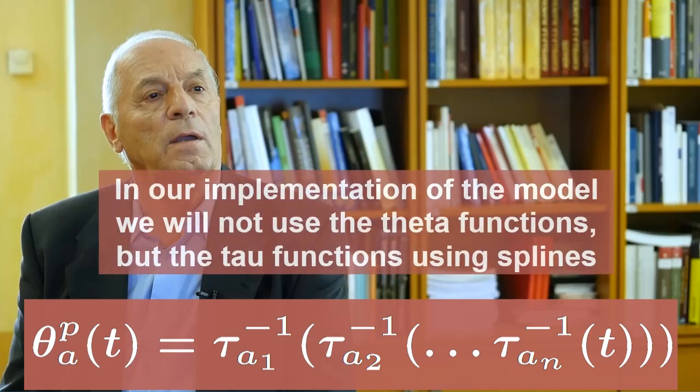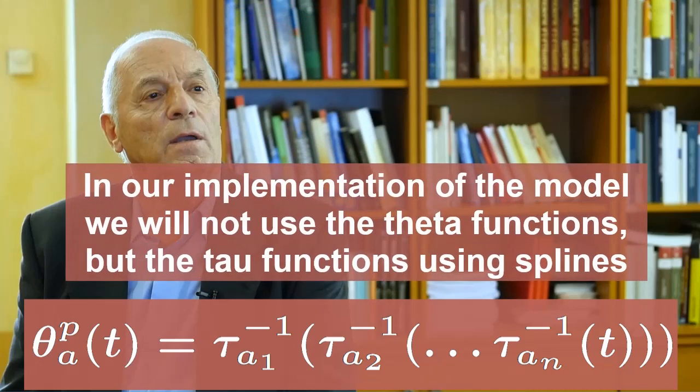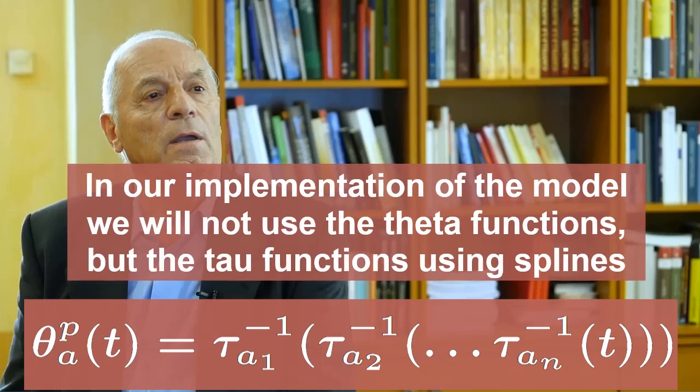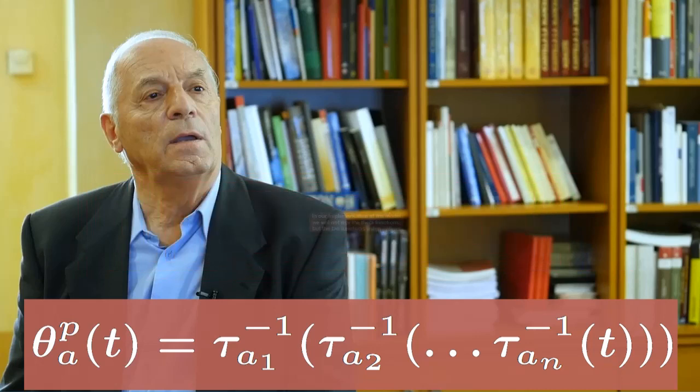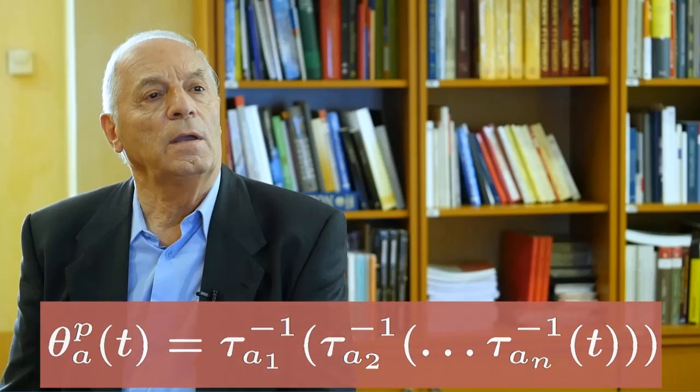In our implementation of this model, we will not use or implement the theta functions because there are too many. Note that we have the number of paths times the number of links, which is a very large value. On the contrary, the number of tau functions is only the number of links. However, to evaluate the theta functions, we need to use these formulas every time they are needed.